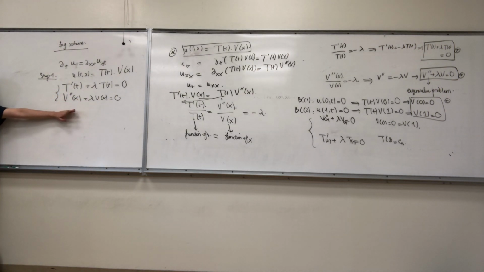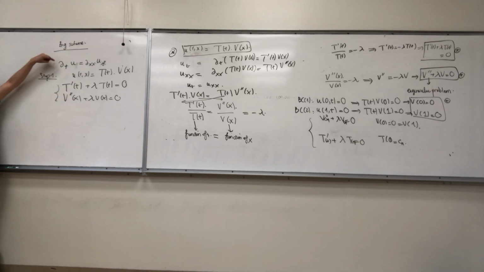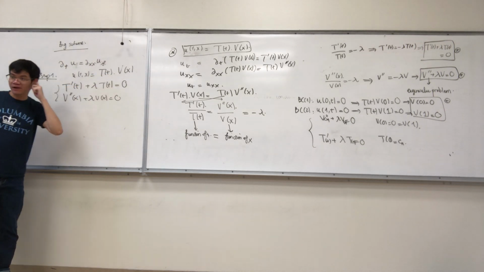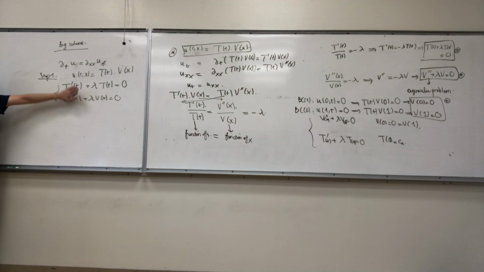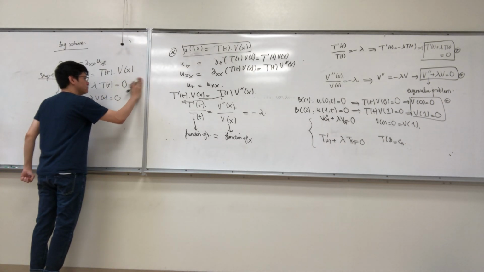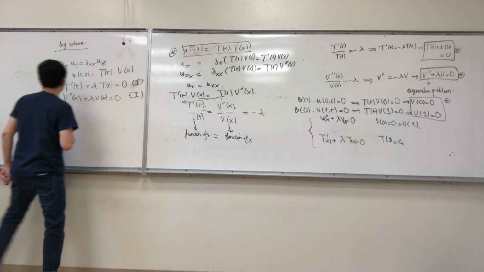All right? Is it clear? So the first step is that you split u into T times V, right? So you plug into this equation and you find these two things. Now you solve the equations: this is equation 1 and this is equation 2.